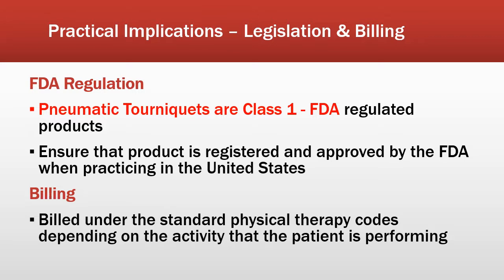So billing: you bill under the standard physical therapy codes depending on the activity that the patient is performing. For instance, if you're using BFR with the stationary cycle, you do Therex or cardiorespiratory rehab or whatever you may be doing. And if you're doing it with NMES, you can bill it as NeuroReed, right? So it's based off the activity, not the actual modality of BFR.